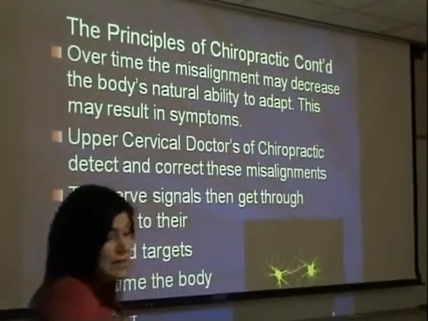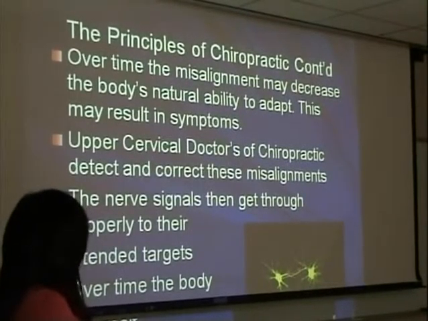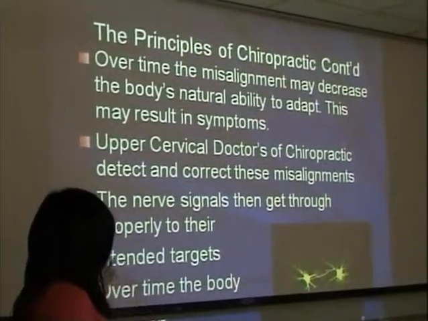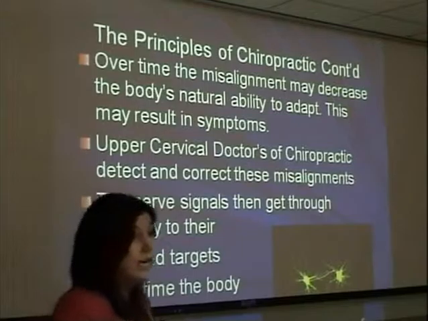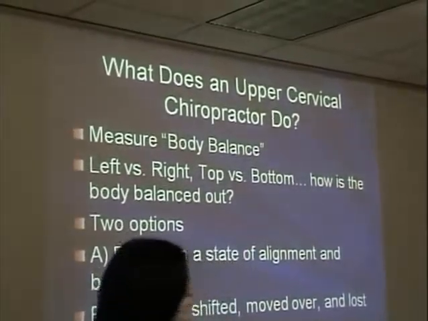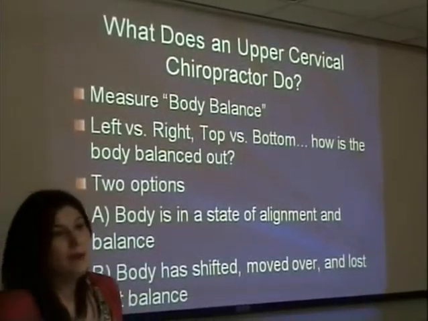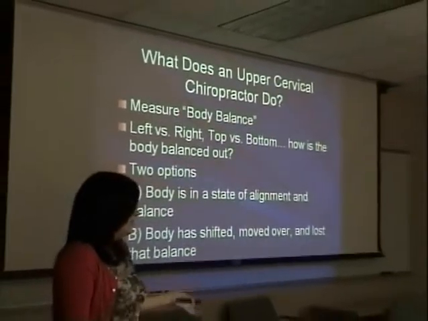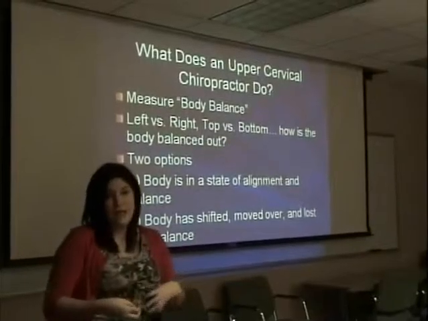Upper cervical doctors of chiropractic detect and correct these misalignments, and the nerve signals then get through properly to their message, and over time, they heal. So what do I do? I measure. My office is called Precise Chiropractic, and there's a reason why it's called Precise. I measure before and after any time in our office.